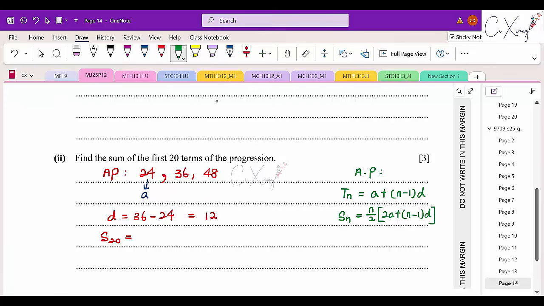And now we are going to look for the sum of the first 20 terms, right? So we are looking for this formula. S20 equals, n is 20, so 20 divided by 2, multiplied with 2 times a. What's the value for a? 24. What's n? 20. 20 minus 1, you get 19. And what's d? d is 12. Just try to substitute all the values in and simplify it. By right, you should be getting this one, 2760.